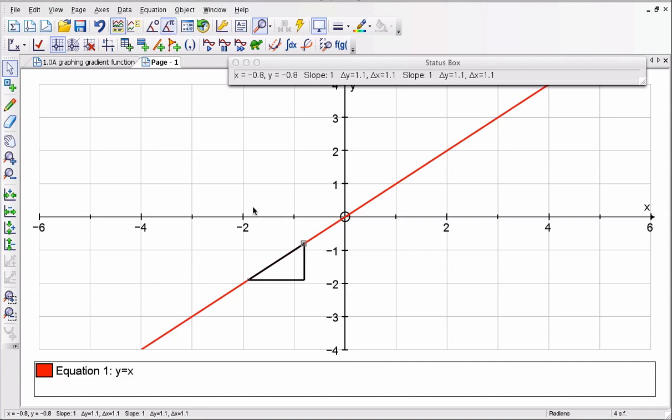Okay, so if we look at a straight line, and we look at the slope of a straight line, notice the slope of this particular line is 1. And no matter where we look on the line, we have a constant slope of 1. So we always have a constant slope of 1 on a straight line.